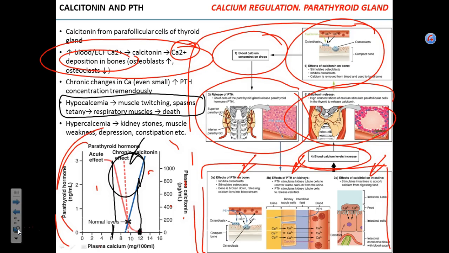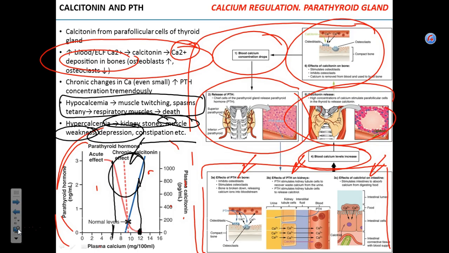Hypercalcemia will lead to the muscle weakness. In severe cases, it may affect performance of the cardiac muscle, depression of nervous activity, constipation, but the first and foremost, kidney stones. So you can see, having too much calcium or too little calcium, both is bad.